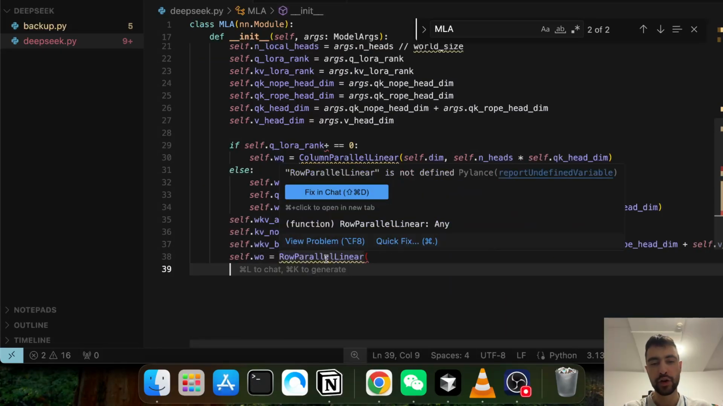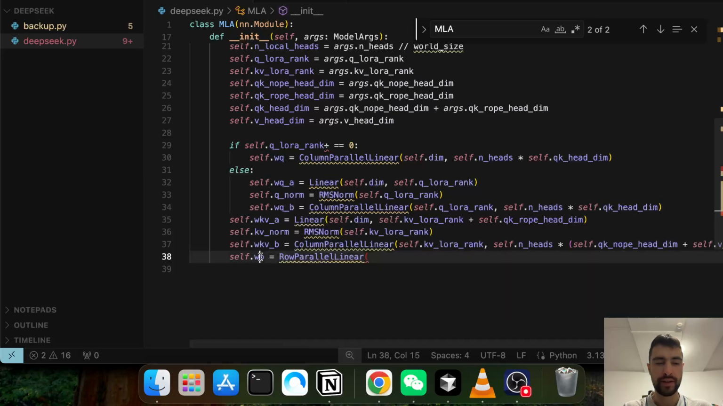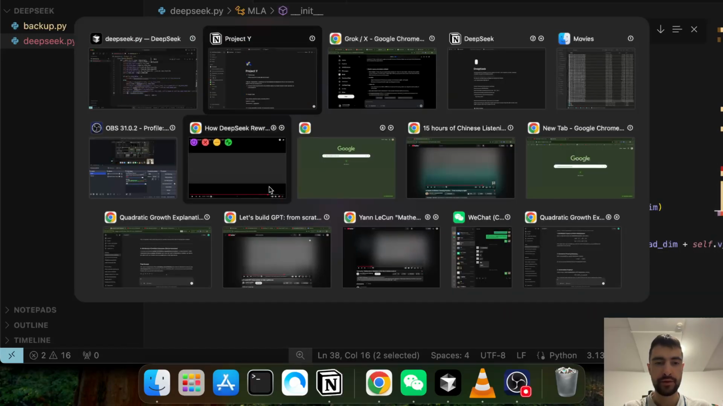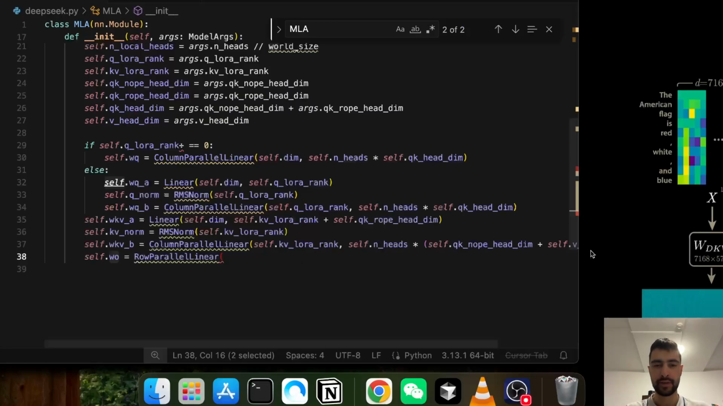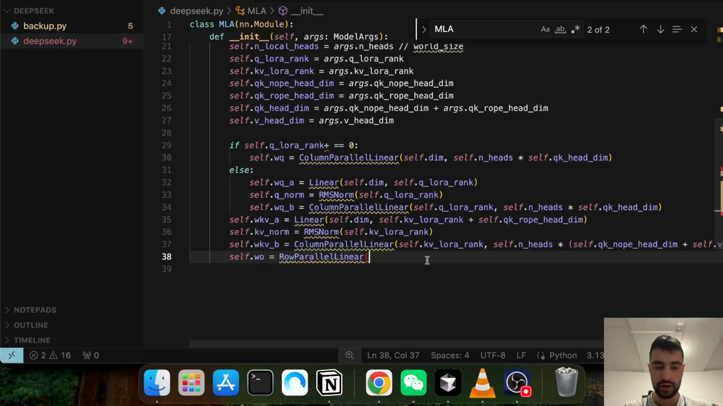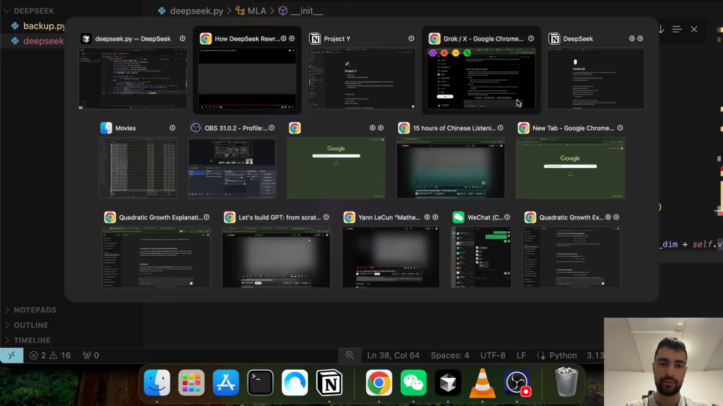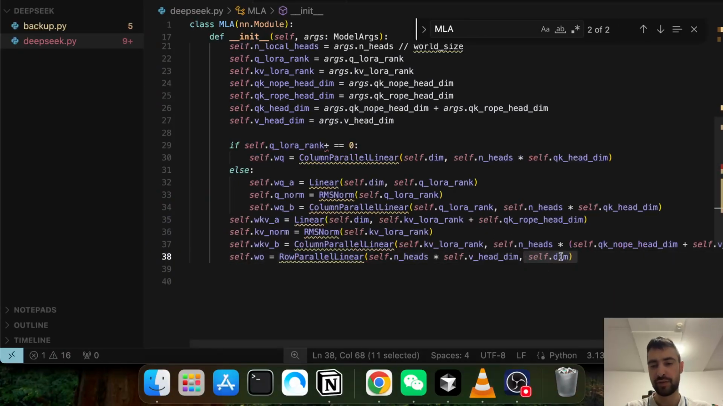Next, we have a row parallel linear. So we are defining the output in the end. If you remember, I explained that in the end we are converting the value vector back to the full length token embedding vector length. So we will say number of heads times value head dimension. So this is the value vector. And then the output is going to be just self dimension, which is the dimension of the token, the initial token vector.